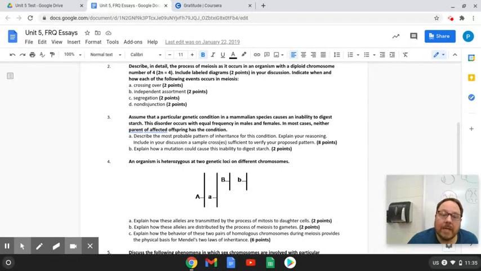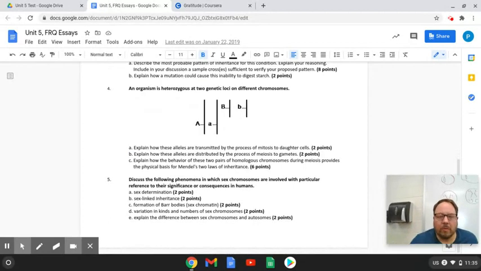And then B, explain how mutation could cause this inability to digest starch. What's doing the work in cells? Enzymes. Enzymes are proteins, and proteins get their instructions from DNA. So talk about how a mutation in the DNA could impact proteins and the ability to digest starch.